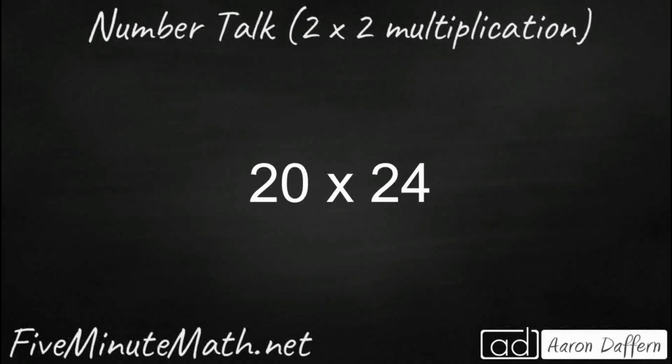Today we are looking at the expression 20 times 24. What we do in a number talk is we use mental math. That means no paper, no pencil, to try to figure this out, and then we come back together to discuss all the different strategies we could have used. So before we go any further, let's go ahead and do that.